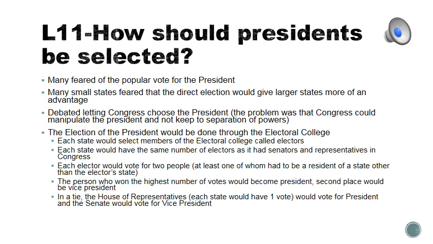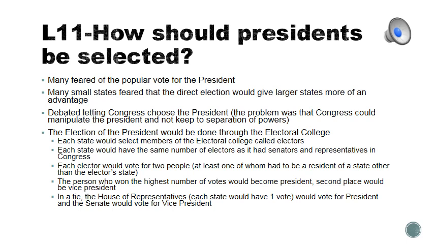So how should presidents be selected? There were a couple who did believe in popular vote. In class, we're going to go over the Electoral College in great detail, just so that you know how it operates, because it is a little bit of a complicated system and it has been adapted over time. But let's just take a look at this slide. It says many feared the popular vote for president. Some did like that idea, but many did not. What some of the framers would call that is a tyranny of the majority.